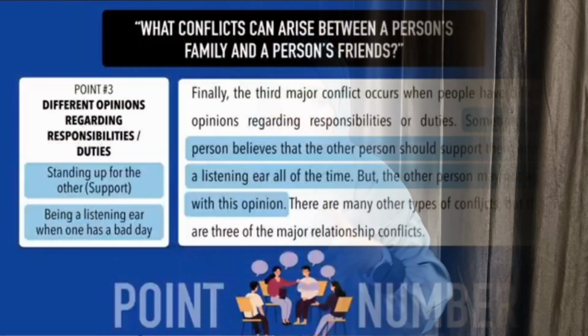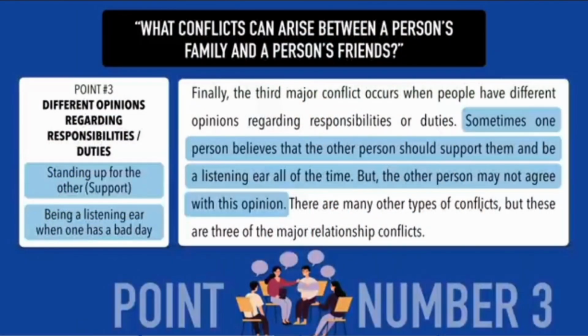Now, what about point number 3? So, here we go, point number 3, different opinions regarding responsibilities or duties. Finally, the third major conflict occurs when people have different opinions regarding responsibilities or duties. Okay, sometimes one person believes that the other person should support them and be a listening ear all of the time, but the other person may not agree with this opinion.